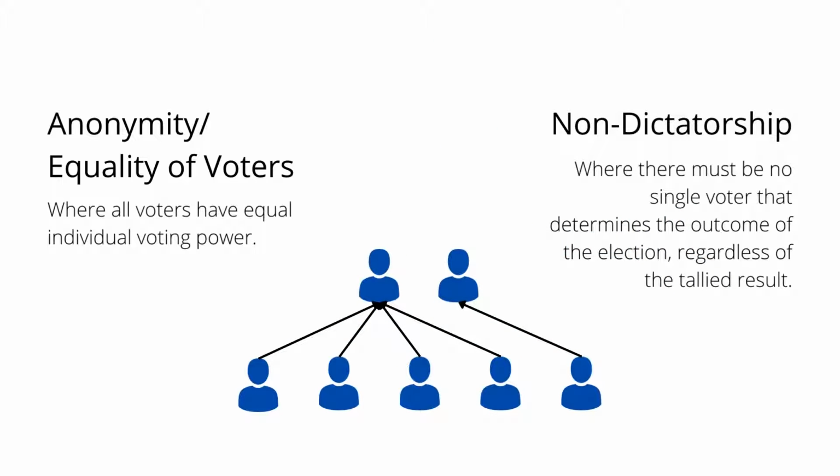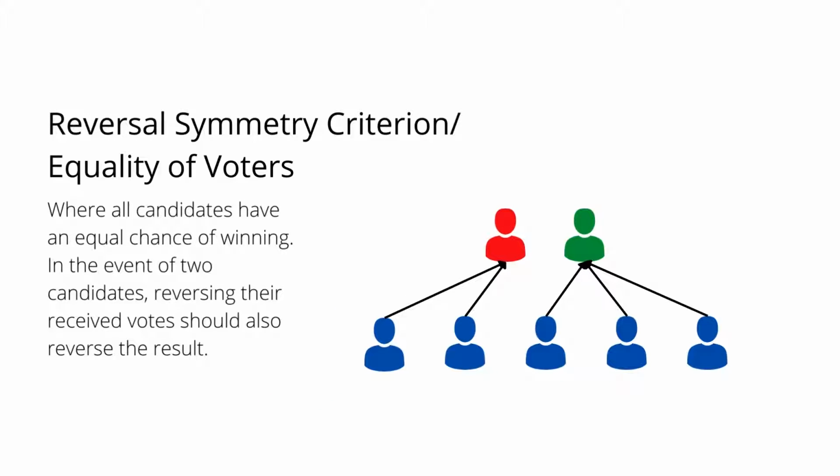Non dictatorship, where there must be no single voter that determines the outcome of the election, regardless of the tallied result. Reversal symmetry criterion or equality of candidates, where all candidates have an equal chance of winning. In the event of two candidates, reversing the received votes should also reverse the result.